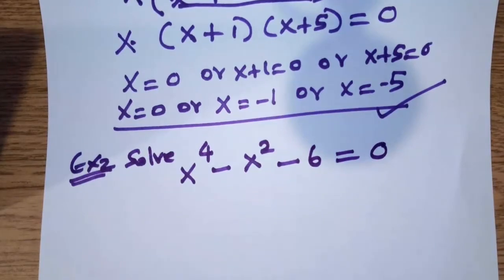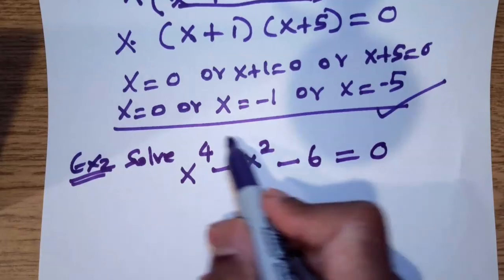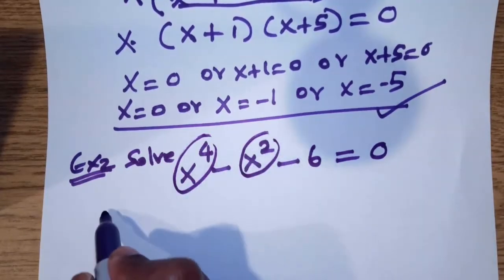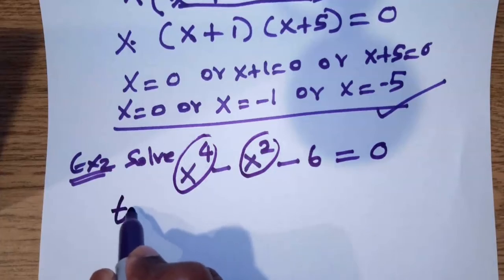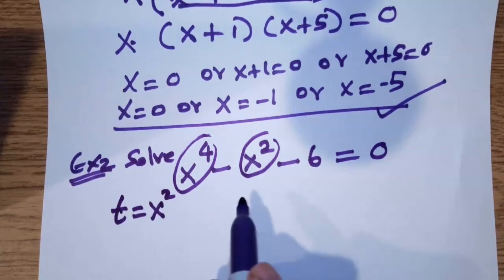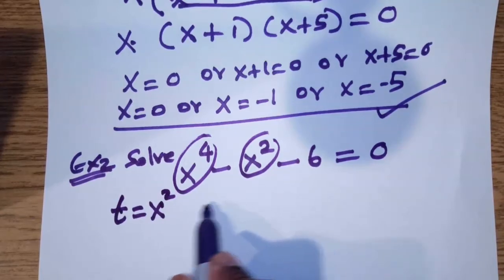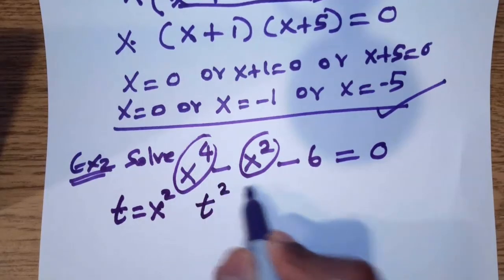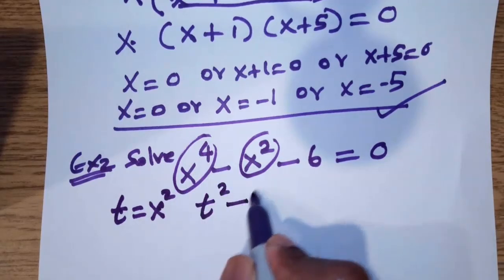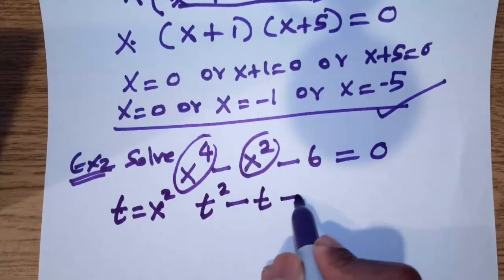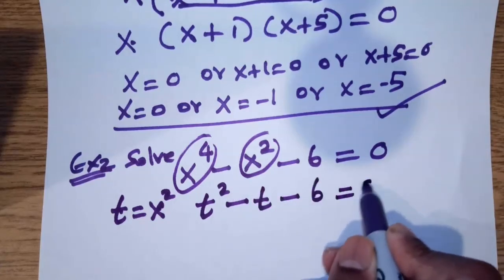This is a fourth degree equation, and that looks a little scary at the beginning, but it's really not that scary, because we have x to the 4 and an x squared. So we can put in a little substitution. We call t equals x squared. If x squared is t, then x to the 4th will be t squared, correct? And then we simply plug in t and you get t squared minus t minus 6 equals 0.